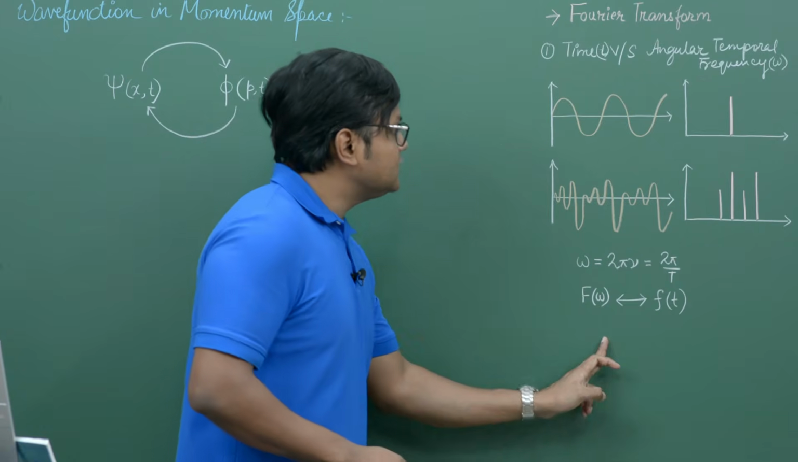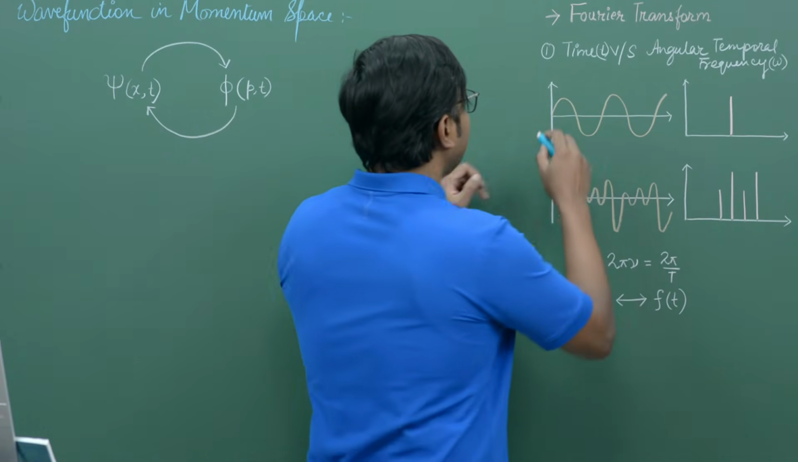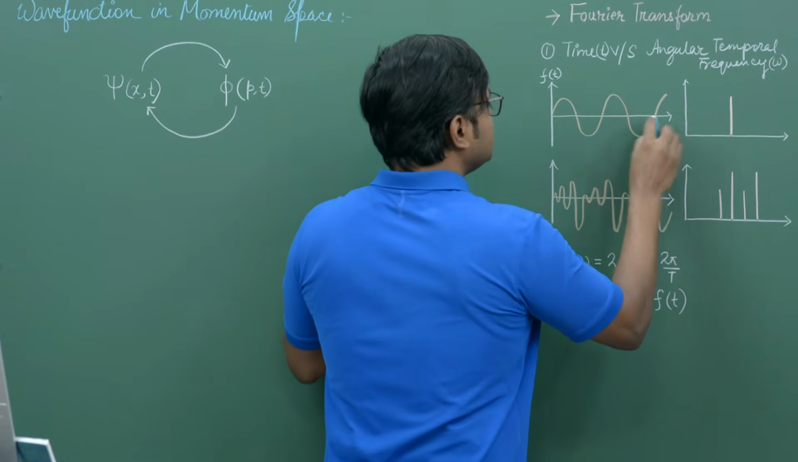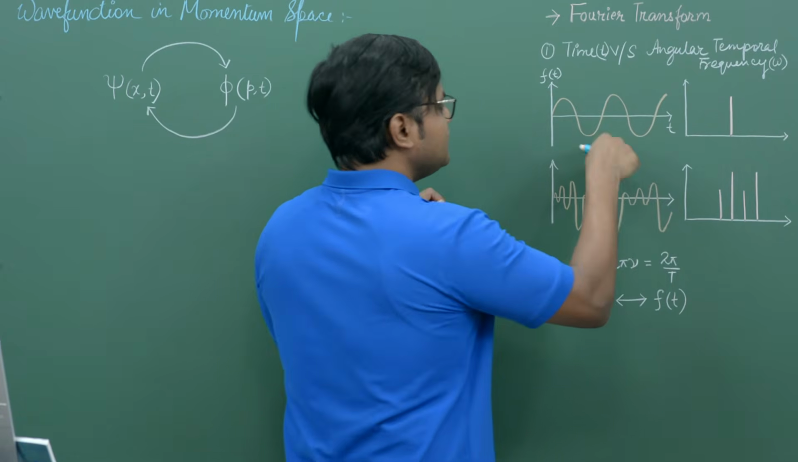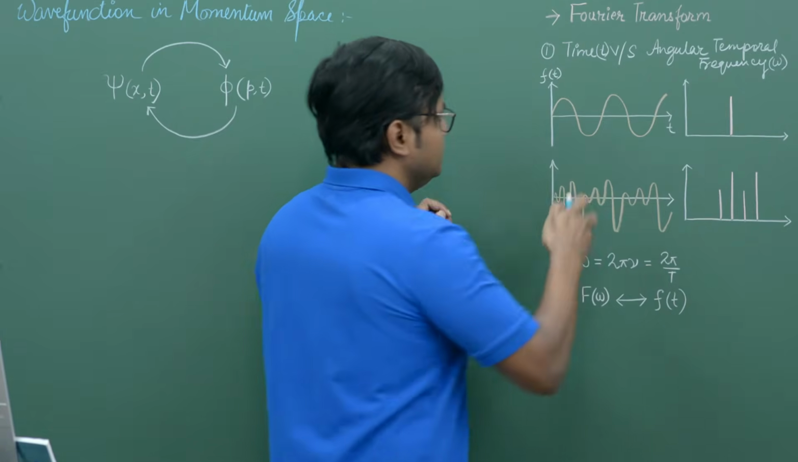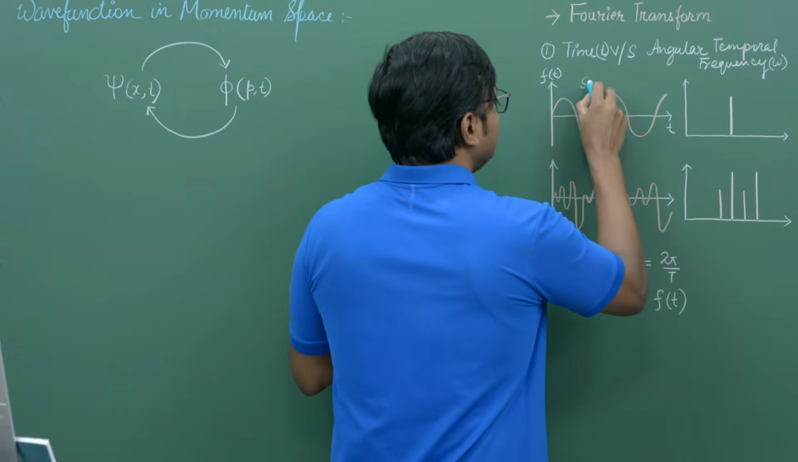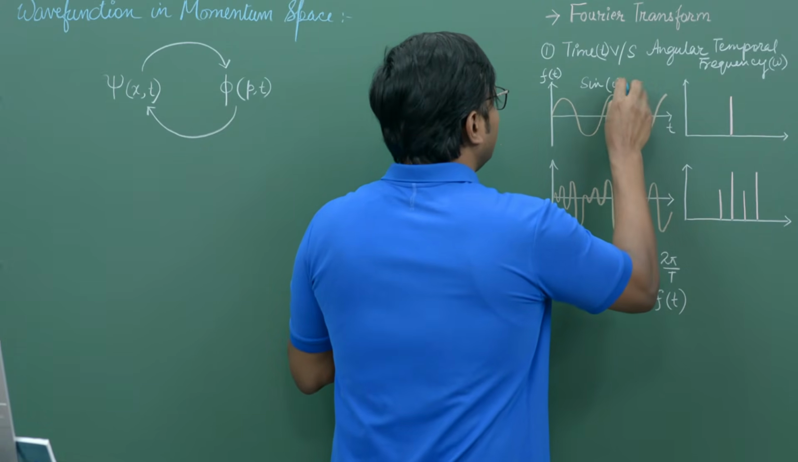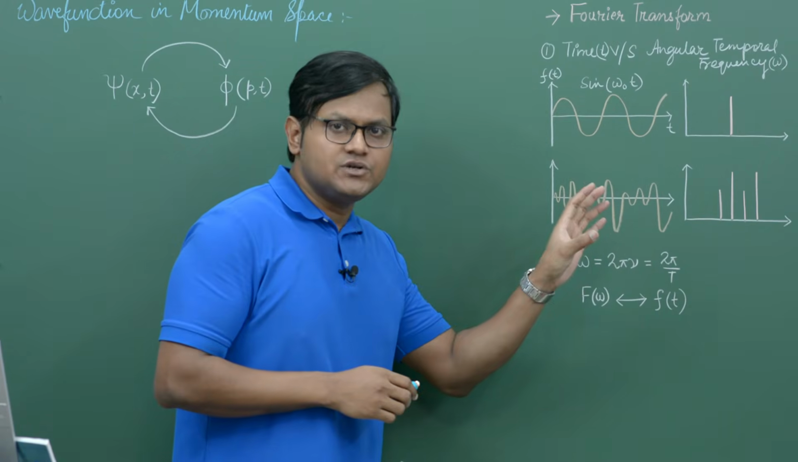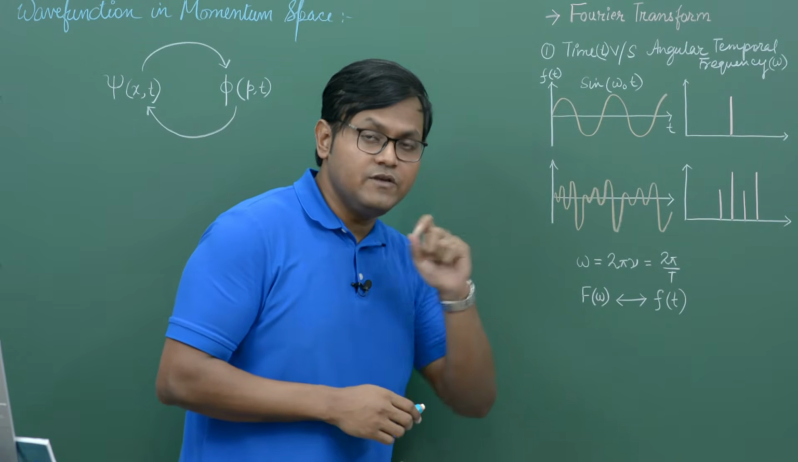All right. So on the left hand side, I have a function with respect to time. So this is the time axis and this is a function, and as you can clearly see, it is a sinusoidal function. So I can say something like sine omega naught t. This is a sinusoidal function having one distinct frequency.